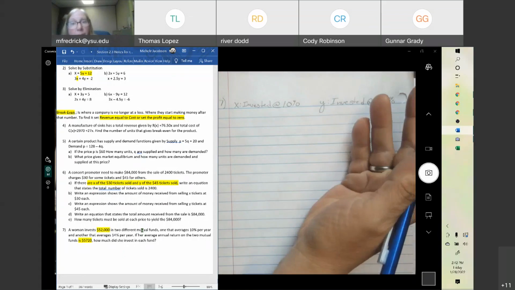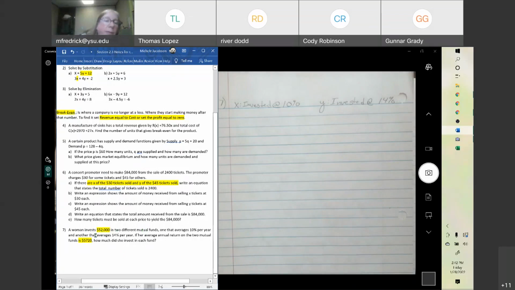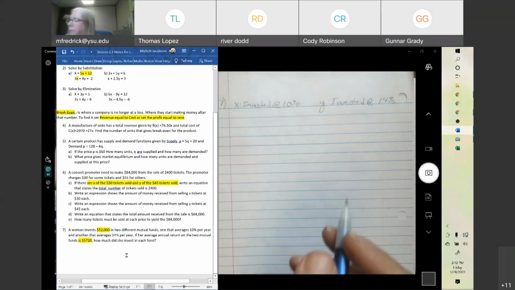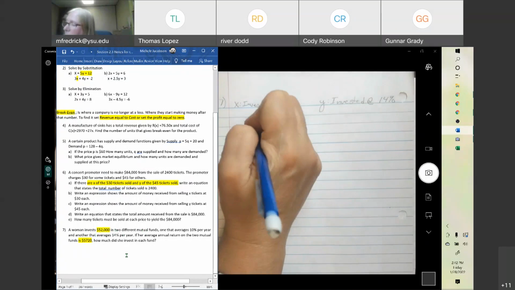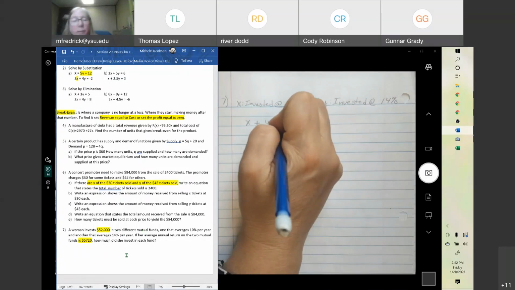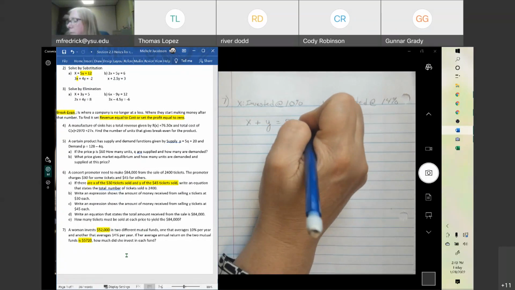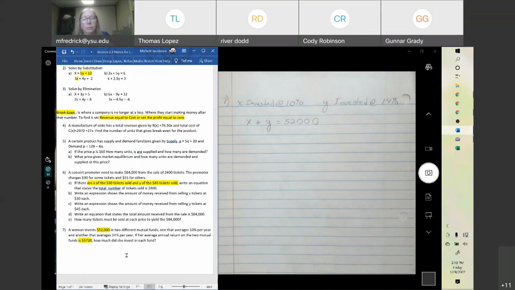Now we need two equations. She invested $52,000. Well, X is the amount invested in the one, Y is the amount in the other one, so the two together should be 52,000. The other total they gave us was the amount of her return.